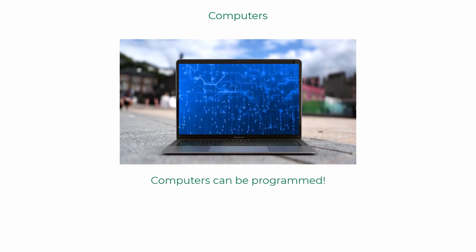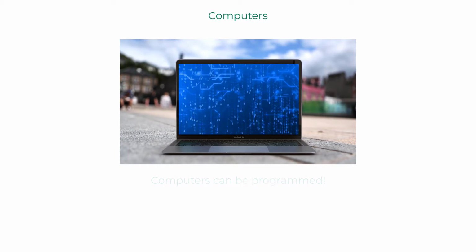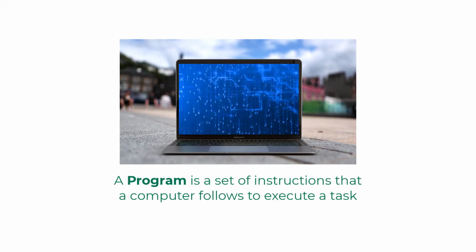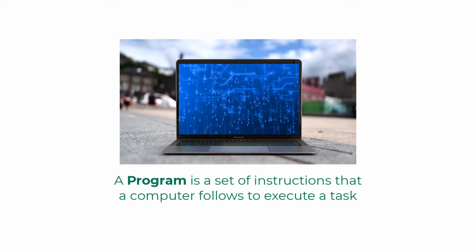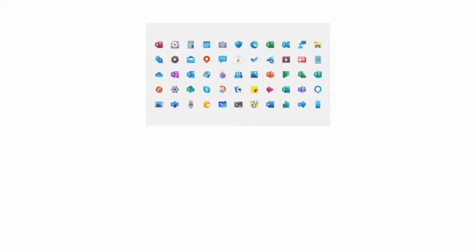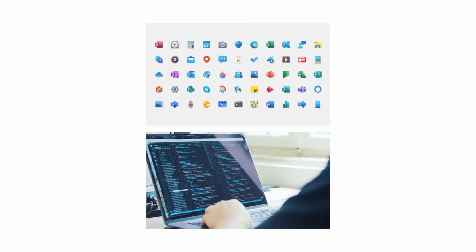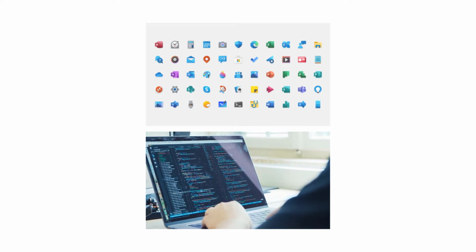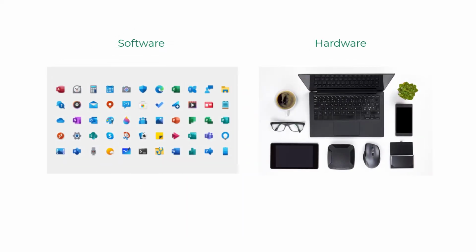The answer is that they can be programmed. A program is a step by step set of instructions that a computer follows to execute a given task. In general, the programs on a computer are referred to as software, and a programmer or a software developer designs and creates computer programs. The physical device equipment of a computer is called hardware.